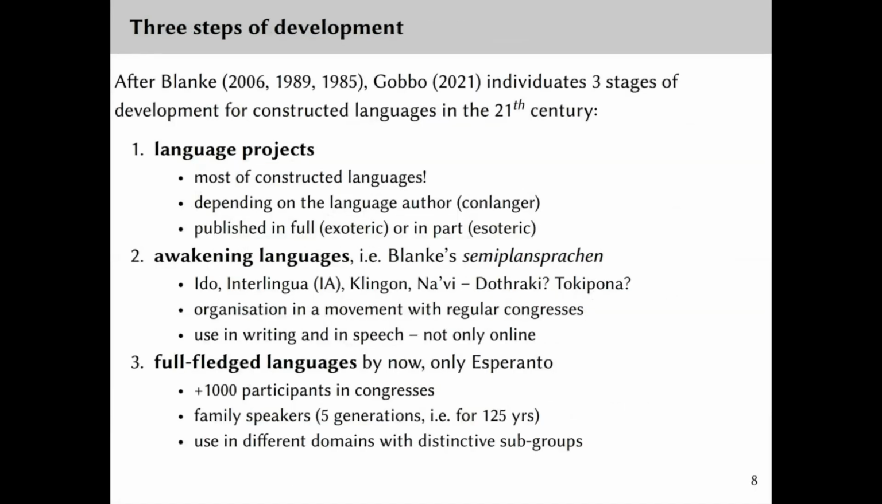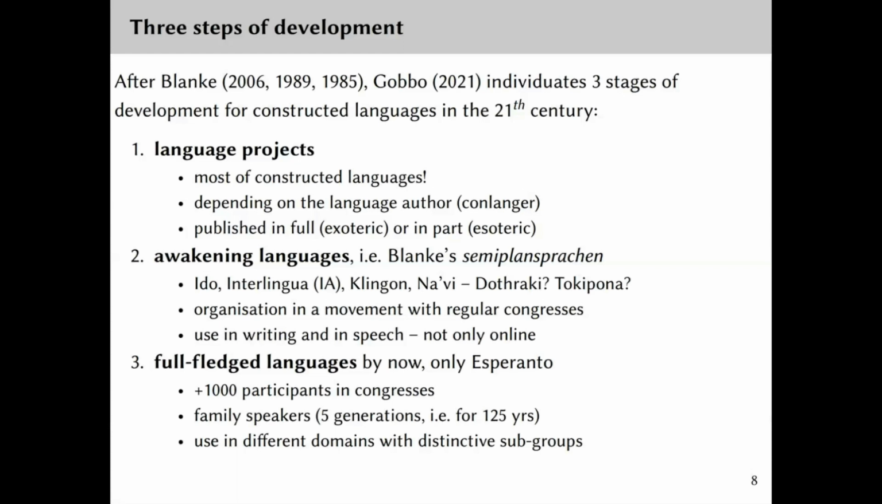Blanke defined a scale, which he then refined and elaborated in a second version, and after his passing, I had to adapt it in order to be applied to the situation in this century, because of the pervasiveness of the digital life we live, which is so great in our lives that I had to revise his scale. In a nutshell, we have three main steps. The first step is when the language is published, it becomes a language project. It depends on the language author, or conlanger, if you prefer. Most constructed languages are language projects because they are just there.